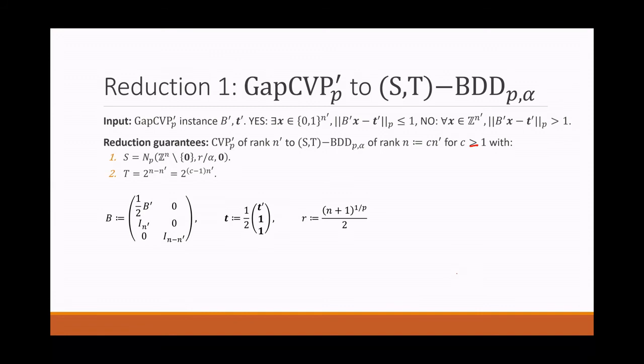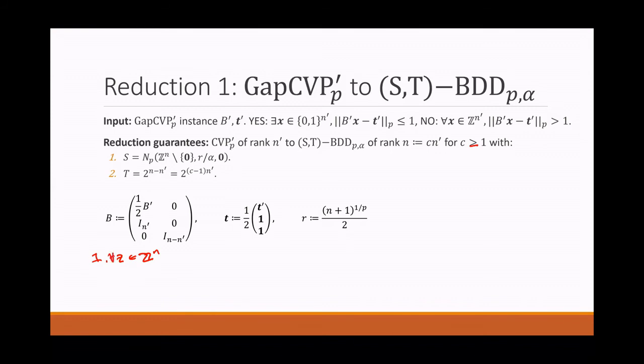So what does the reduction do? It works as follows. Remember, B prime and T prime come from our input gap CVP prime instance, and this is the output. We need to output a B, a T, and an R, which meets these reduction guarantees. Let's observe a couple of things about this. First, why is condition 1 satisfied? Roughly speaking, this is easy to see because there's a bijection between integer vectors z in Z^n and lattice vectors Bz.